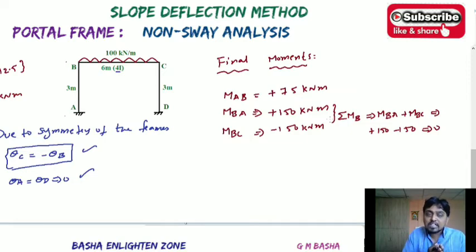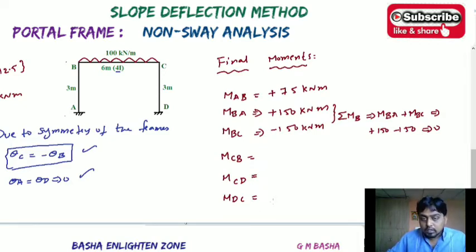Based on these three equations, the other three equations can be written on your own, that is MCB, MCD and MDC. So what values will you get here? Here MBC is minus 150, so you will get here plus 150 kilonewton meter. Why? Because of the same 3 meters height and the same moment distributed here, and again here plus 150 kilonewton meter. So the sum of the moments at a particular joint will be equal to 0.